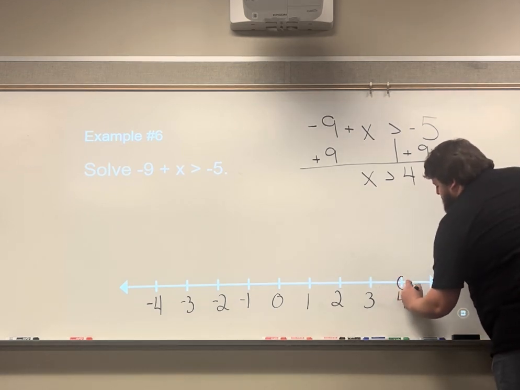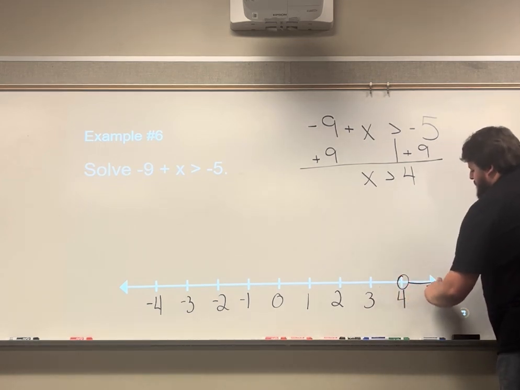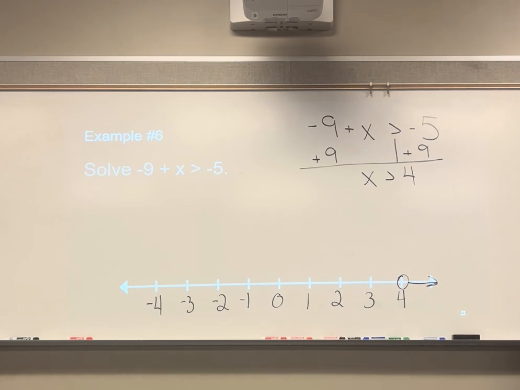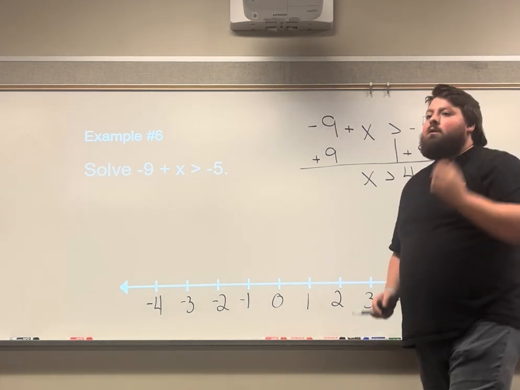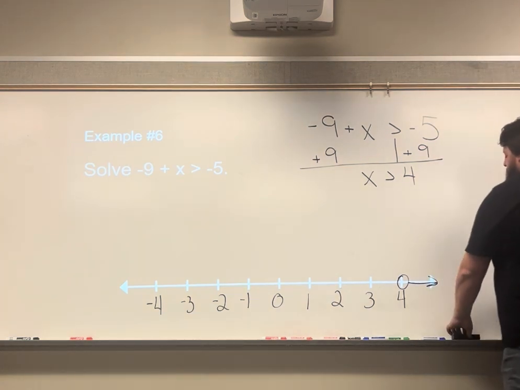So we're going to have an open circle on 4. That's going to go to the right since I'm pointing at the number. So that's all for that problem.